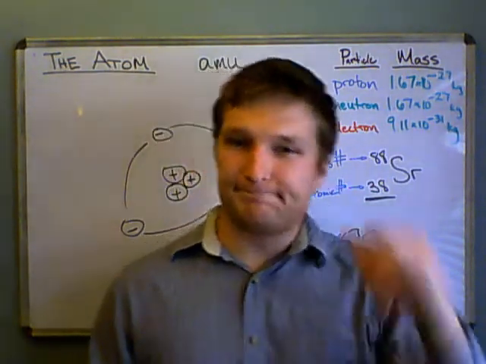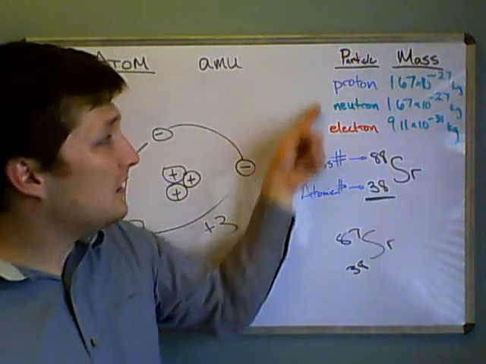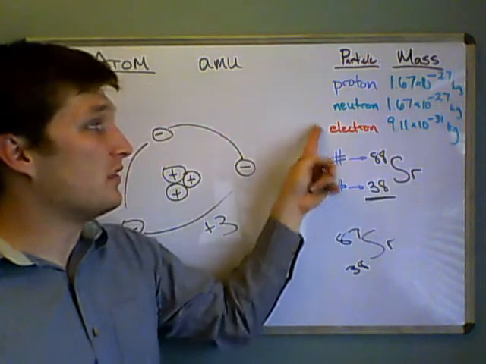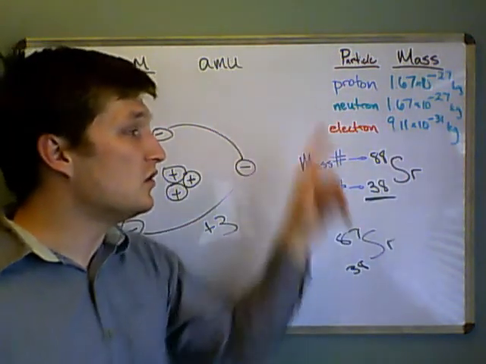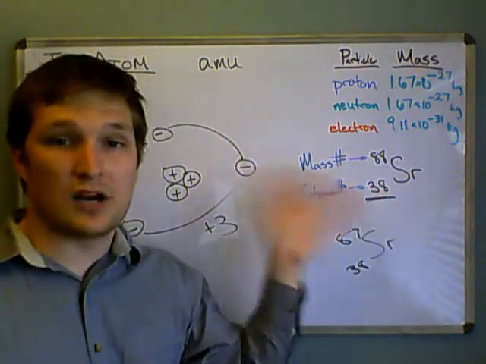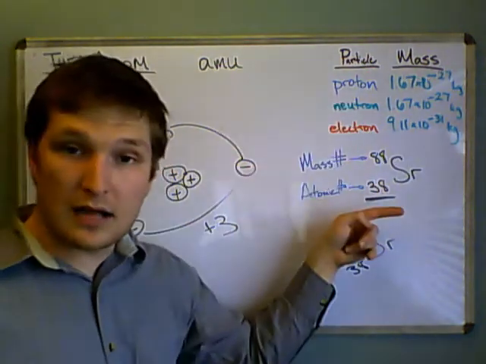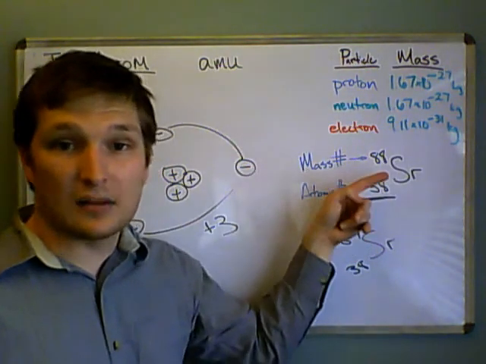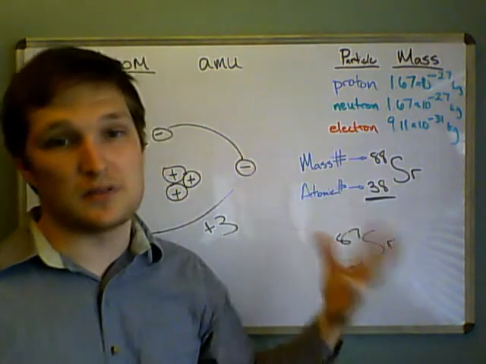Now, so to recap, basically, we know that these weigh a lot more than this, and therefore the mass number is only dependent on protons and neutrons. The electrons don't even come into play when we talk about mass. The atomic number, which is the number of protons, identifies the element, and the total mass number is the number of protons and neutrons together.